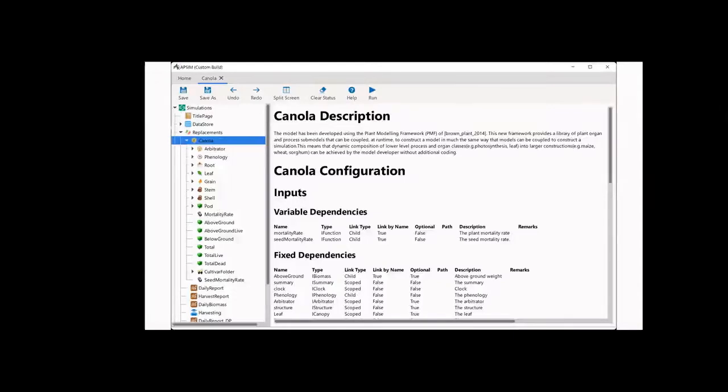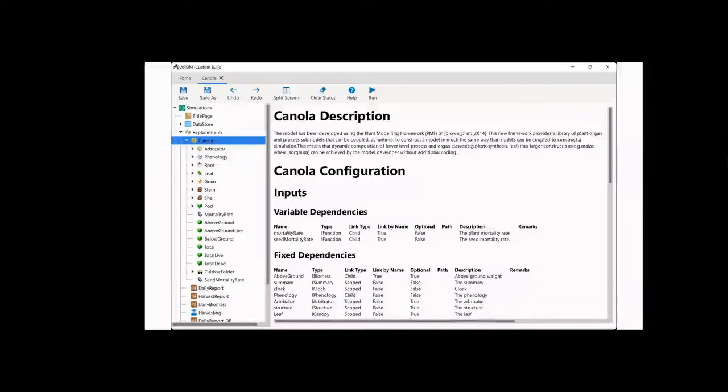The canola model has been developed using the plant modelling framework in APSIM NextGen, and most of the components and designs are similar to the other models that we've developed inside the plant modelling framework. And so I won't go into a lot of detail, but for example, the structure here is very similar to models such as the soybean model that you'd be familiar with.